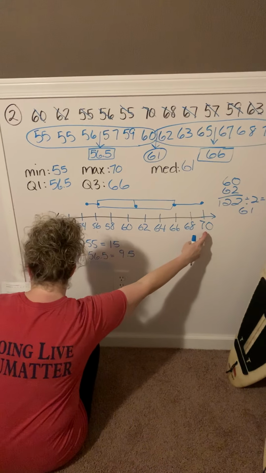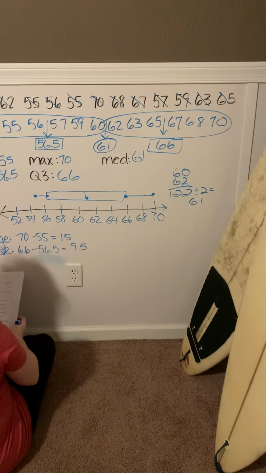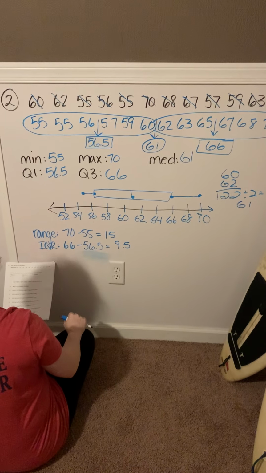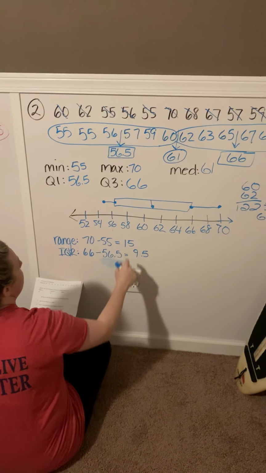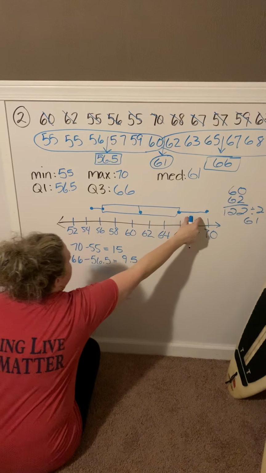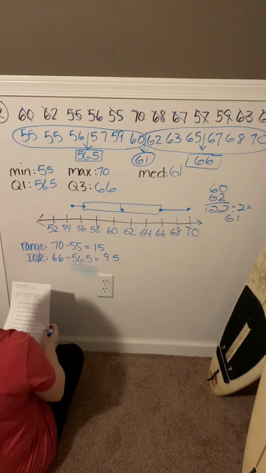What percentage of students are taller than 70 inches? Is there anybody taller? No, so 0%. What percentage of students are between 61 and 70? So our median is 61 and 70. That would be 1, 2. So two quartiles, that would be 50%.